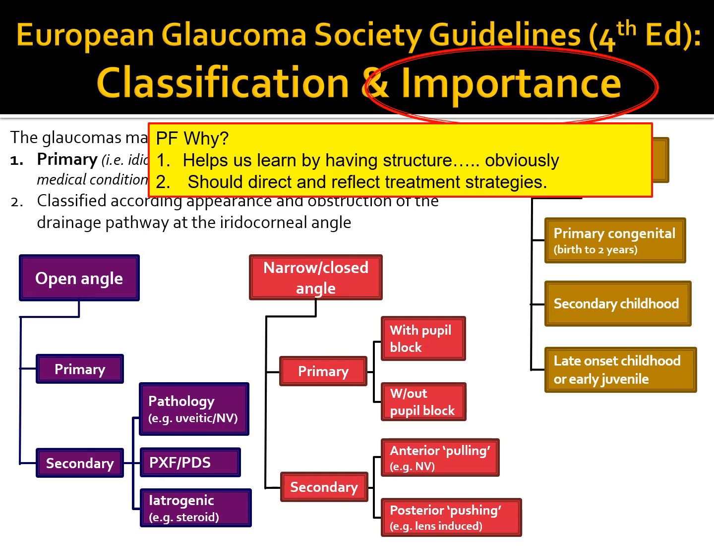And why is it important to have this? Well, I think it helps us learn. Being able to compartmentalize things, you can learn it in bits and then piece it together later. And I think that does help us learn a lot. But it should also direct and reflect treatment strategies. Unless you understand the process of categorizing things, which means you have to have looked at it and figured out how they work, you can't subclassify things as different. And then that leads on to how you might choose to treat the entities.